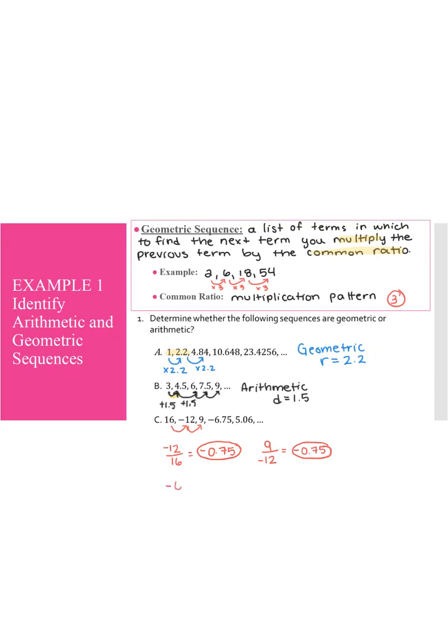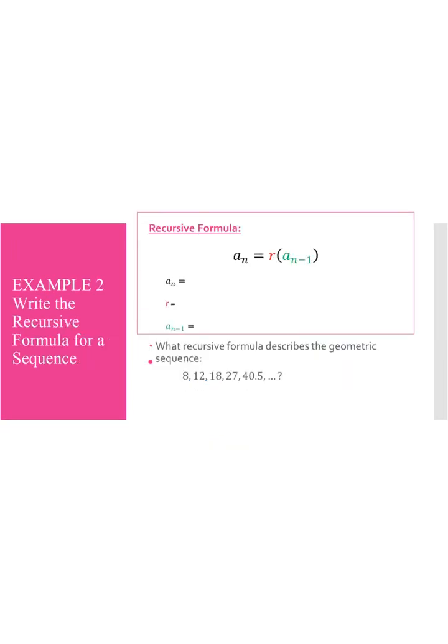Could continue, negative 6.75 divided by 9, and that also gives me negative 0.75. And I could do it with my last one, 5.06, and divide it by the term in front, and it also gives me negative 0.75. So what this tells me by doing division is that this is geometric, and my common ratio is negative 0.75. That's the multiplication pattern in that problem. So as a reminder, you can do division if you're not sure.